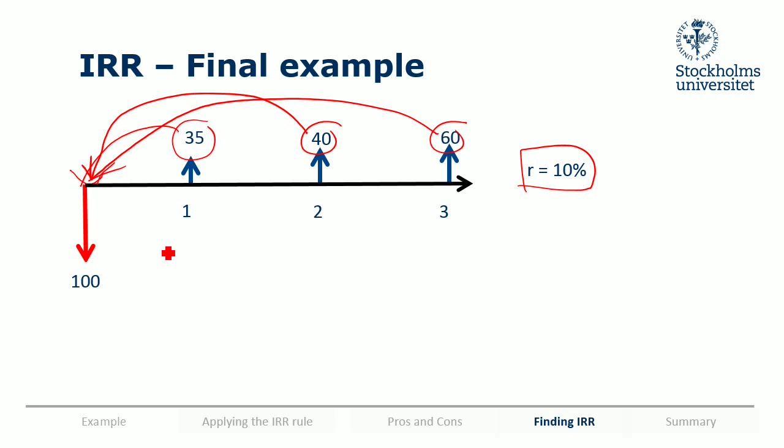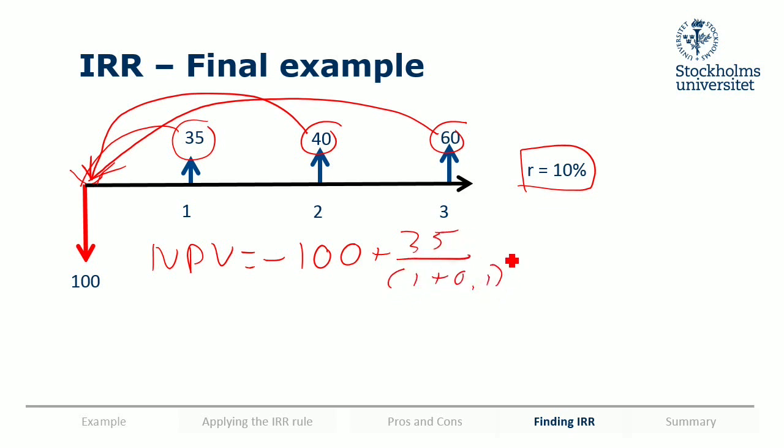Okay, so to compute the NPV then, we said last time that we should subtract the initial outlay. Then we add the first year cash flow, which was 35, divided by 1 plus the interest rate, which was 10%, to the power of 1, because it's 1 year.